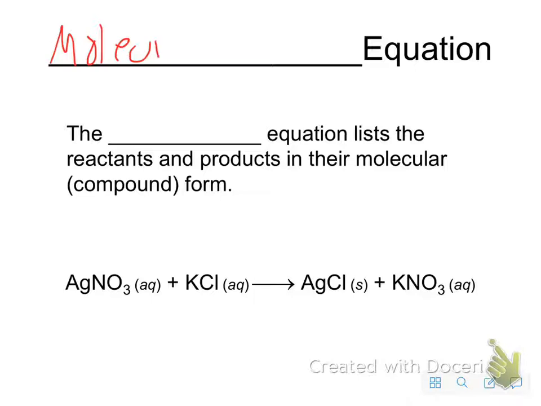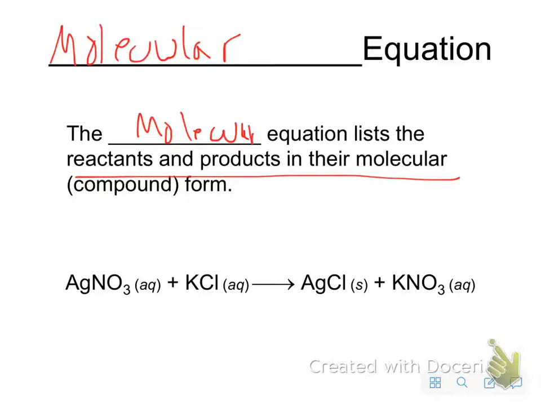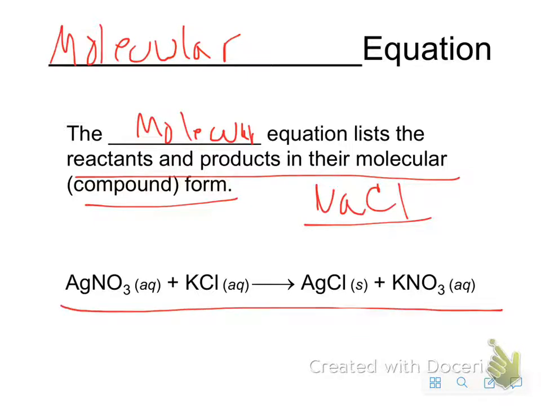And I know this is not in your notes, but writing this will help you remember. So a molecular equation shows the reactants and products in their molecular or compound form. So, for instance, if I have sodium chloride, I would show it as sodium chloride as opposed to the sodium ion and the chloride ion. Okay? So here is an example of a molecular equation. It shows silver nitrate, even though it's aqueous, and I'm going to have these ions floating around, it shows the full compound.